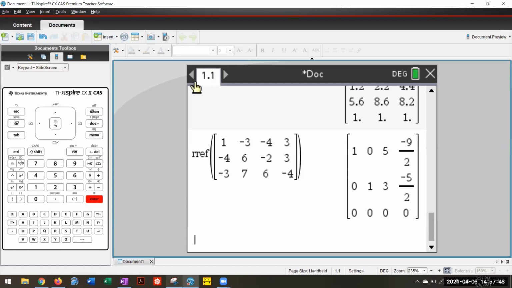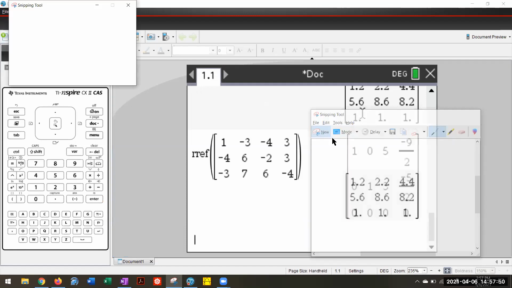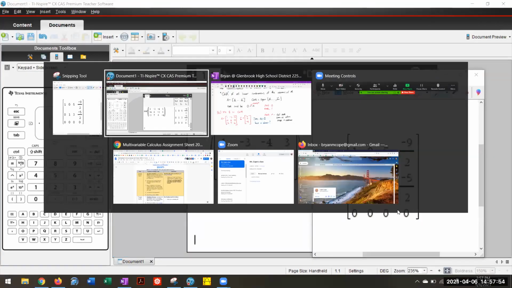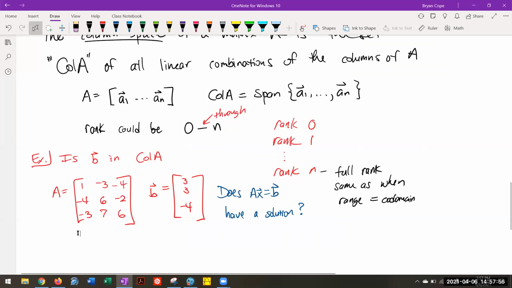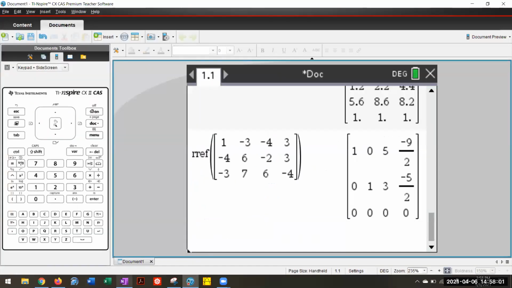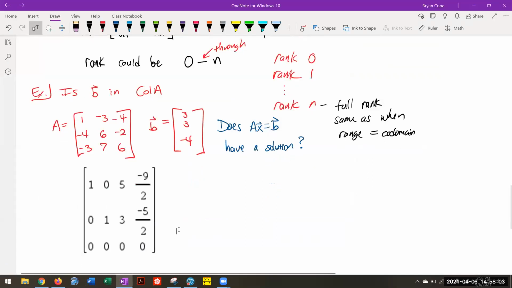Okay, so let's put this on our page and let's talk about it. Oh, it did work nicely. Okay, that's the matrix. Whether you write it down or not, I don't care. If you want to, you can.